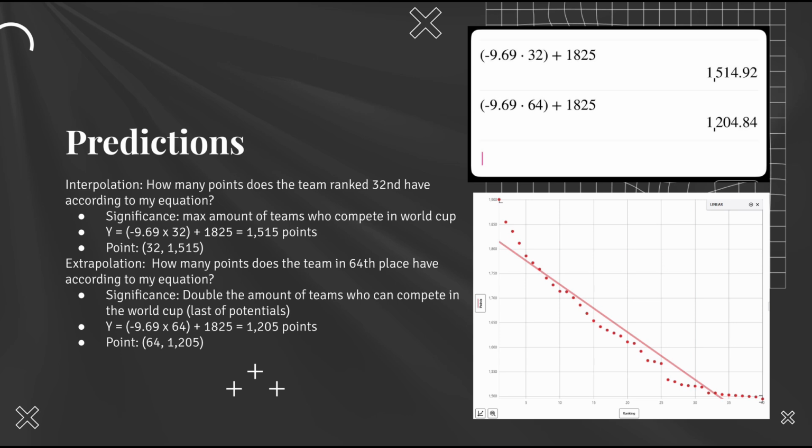For my extrapolation, I decided to answer the question, how many points does the team in 64th place have? And I decided on this number because it's double the amount of teams who can compete in the World Cup, so it's the last of the potential teams, technically. And for the answer to my equation, I got the 64th ranked team should have 1,205 points.